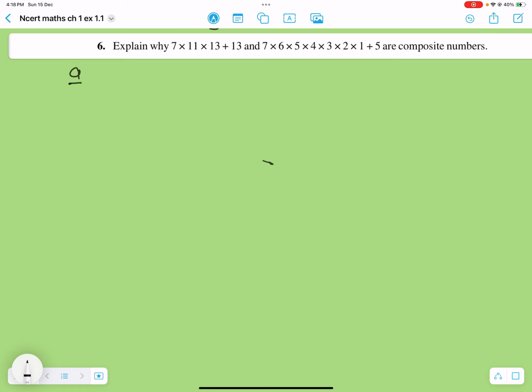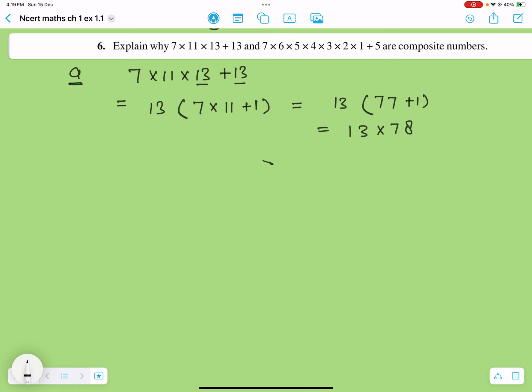So our first number is 7 multiplied by 11 multiplied by 13 plus 13. We can take the common part 13, and it can be written as 13 multiplied by 7 multiplied by 11 plus 1, or 13 multiplied by 77 plus 1, or 13 multiplied by 78, right? So that's what this number says.